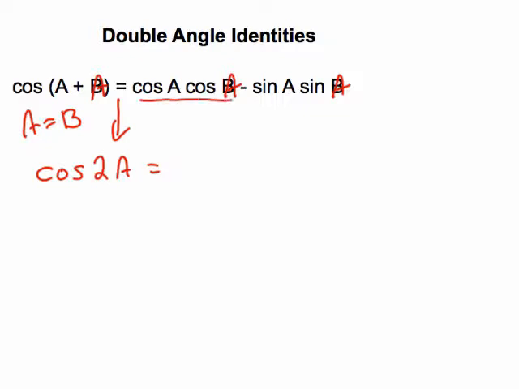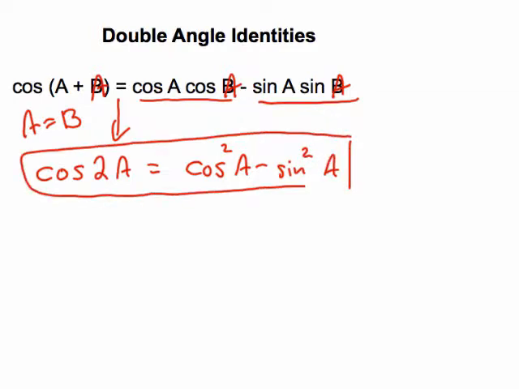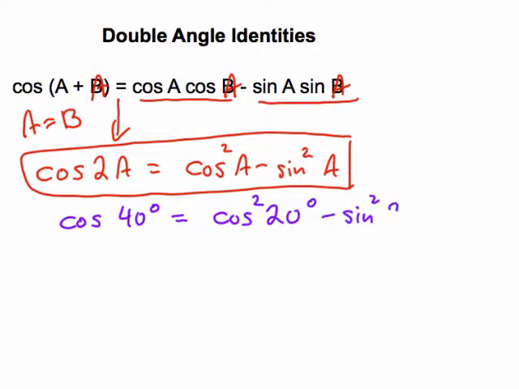And what I get on the right is cos A times cos A, cosine squared A, minus sine squared A. So there's an identity for cosine 2A. What this means is cosine of 40 degrees is the same thing as the cosine squared of 20 degrees minus the sine squared of 20 degrees. You can verify that on your calculator to show it to be true. The point is this angle is double this angle.